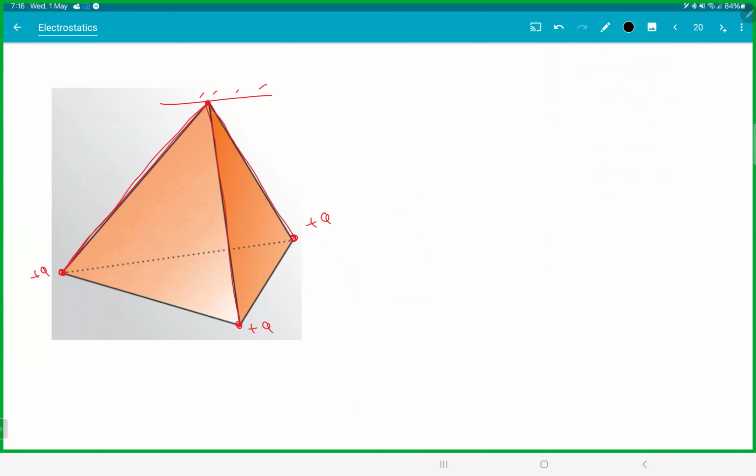So now that means from here, if you drop a perpendicular, it will fall on the centroid of that base. O is the centroid of that. So basically, it's 4 equilateral triangles.